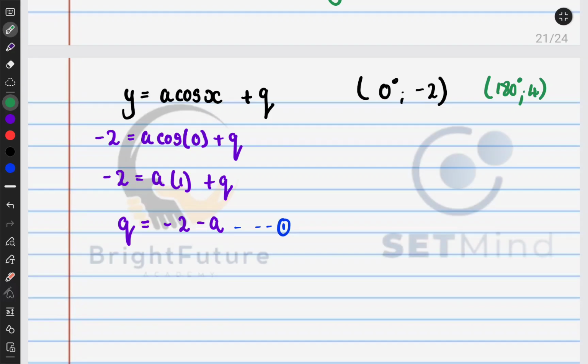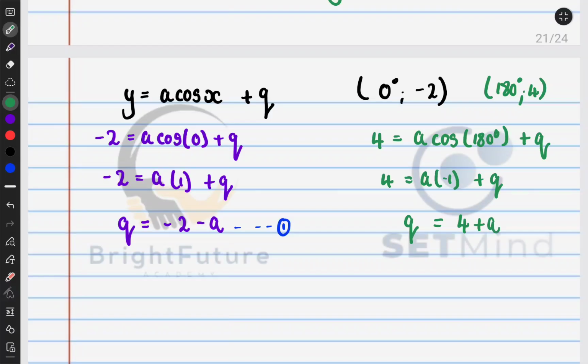Now let's substitute 180 degrees and 4. We're going to have 4 is equal to a cos 180 degrees plus q. What is cos of 180? It's negative 1. So we're going to have 4 is equal to a into negative 1 plus q. Make q the subject. We're going to have q is equal to 4 plus a. And that is equation number 2.